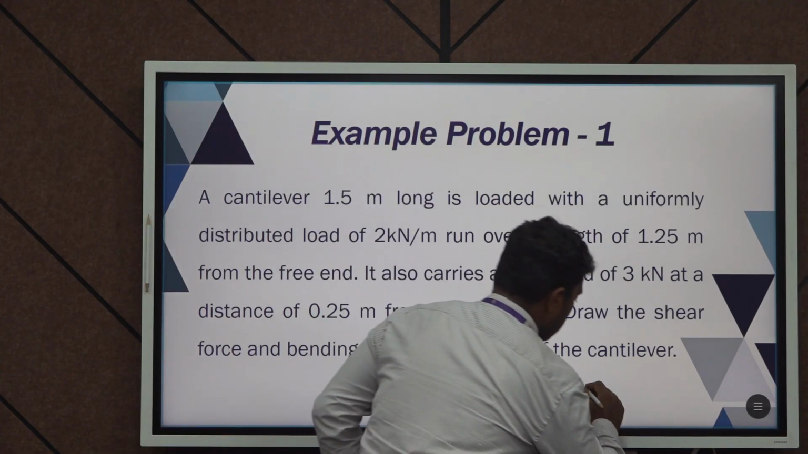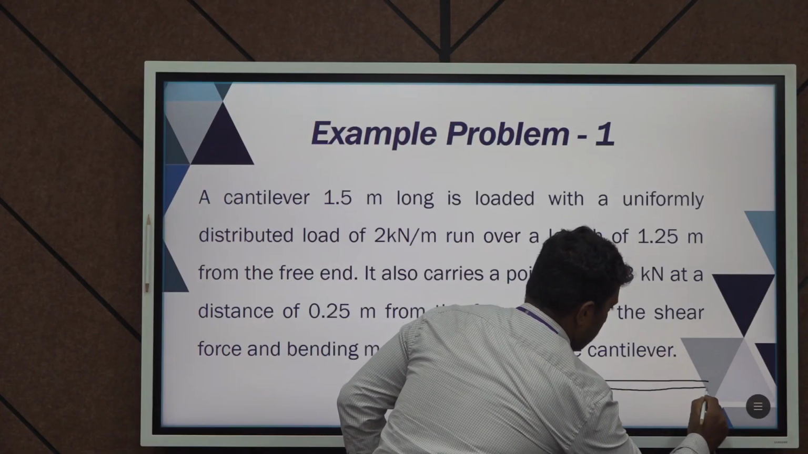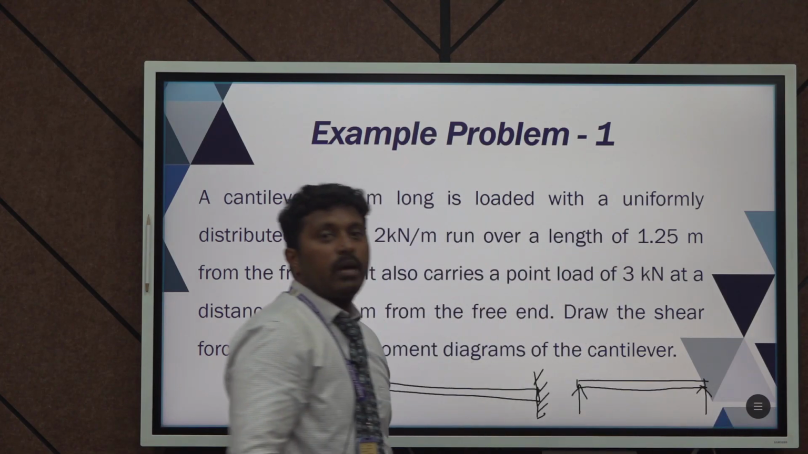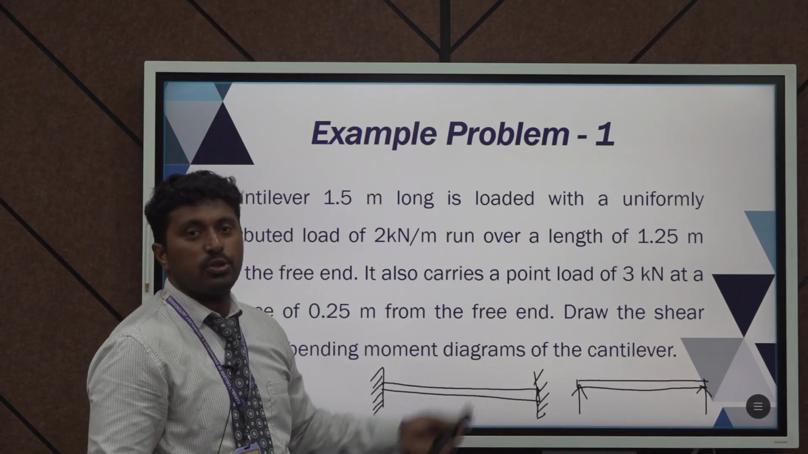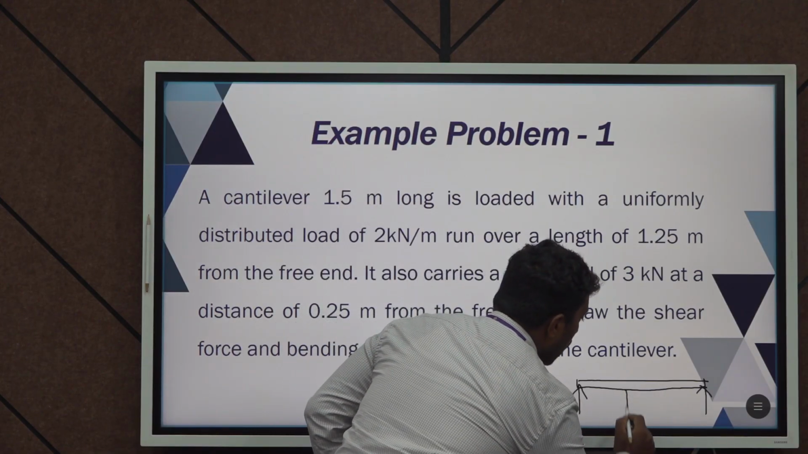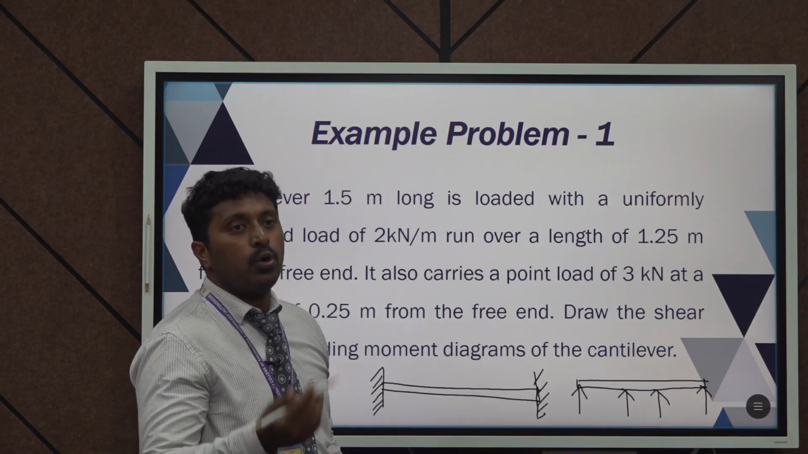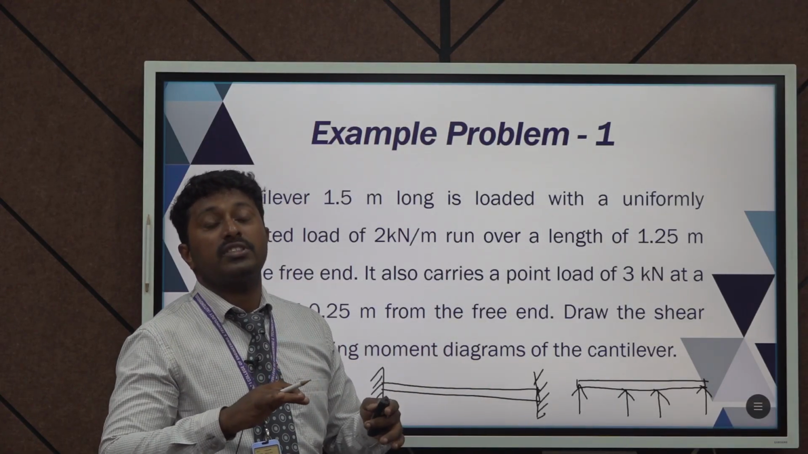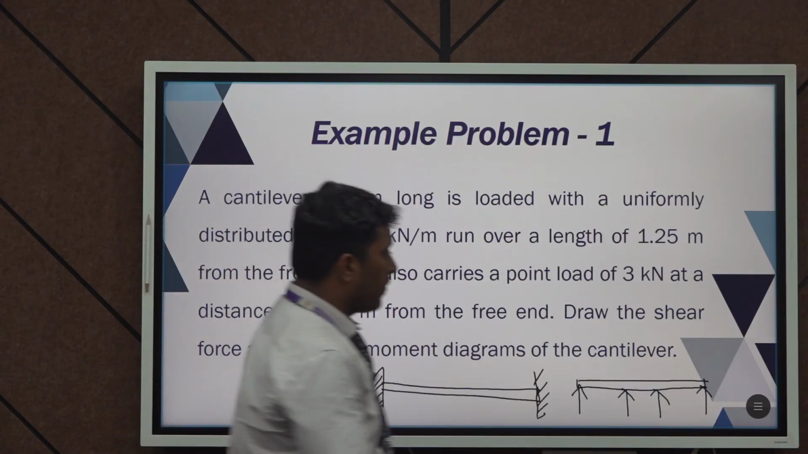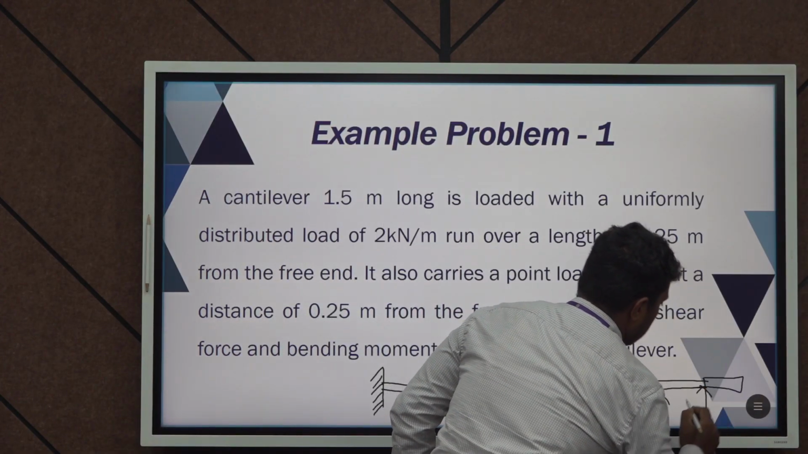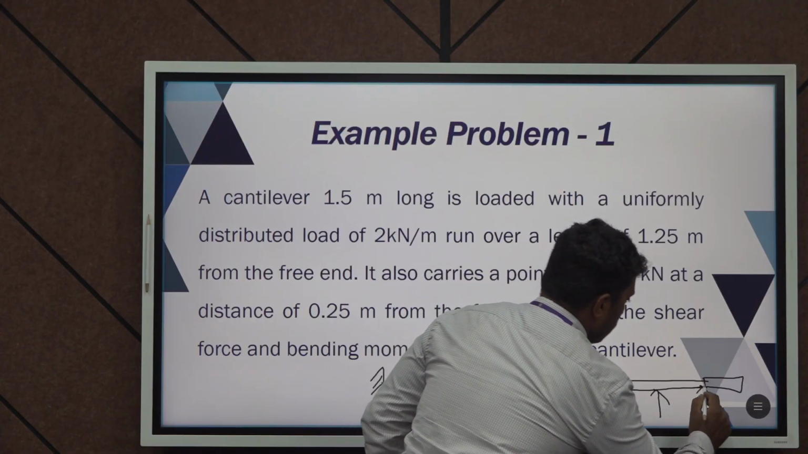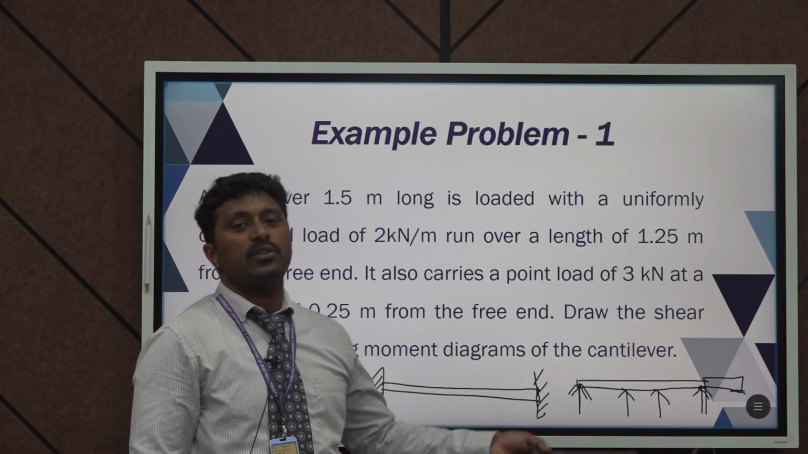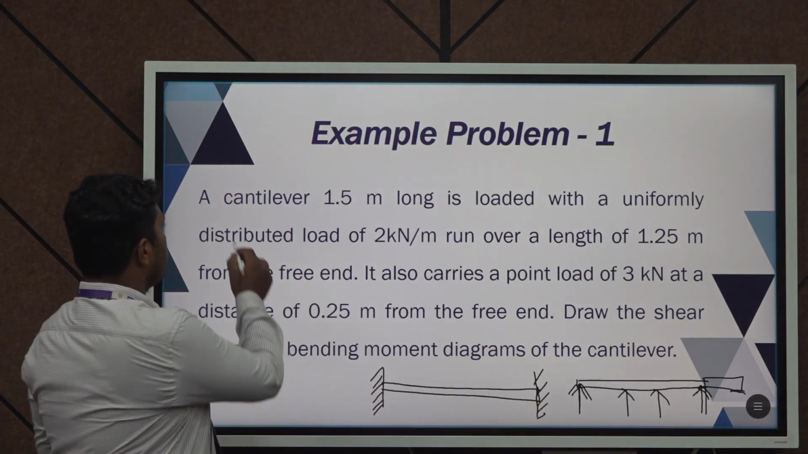Simply supported beam means a beam supported at both the ends. If the beam has more than 2 supports, or the supports are not at the ends, it is called an overhanging beam, like this. One support is here, another support is here, and another end is free. This is called an overhanging beam. These are the 5 different types of beam. This problem deals with a cantilever beam.